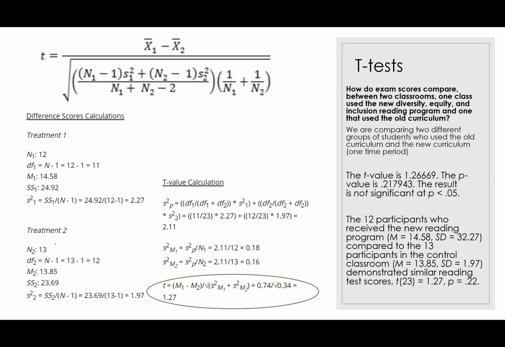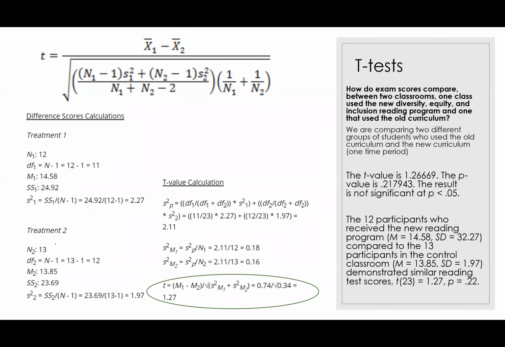The computer has then calculated the t statistic, and you can see that it equals 1.27. The computer also calculates a p-value, which tells you whether or not it's significant. And using the standard p-value of 0.05, we can see that the t-value is 1.2669. The p-value is calculated at 0.21, which actually isn't shown in the calculation just due to my cut and paste. But the result is not significant, again, because that p-value is not less than 0.05.